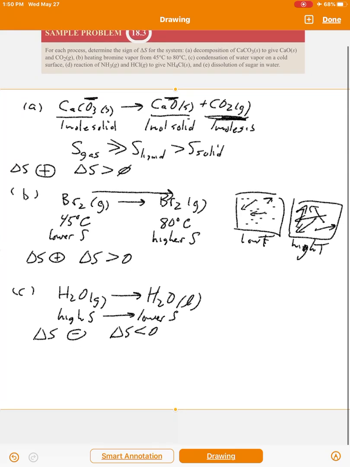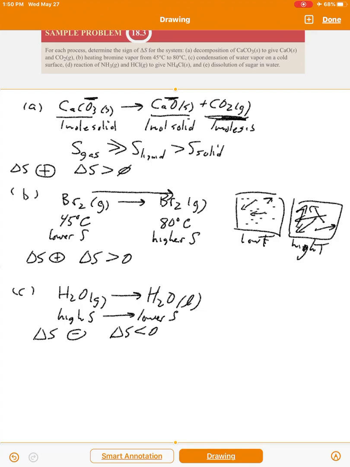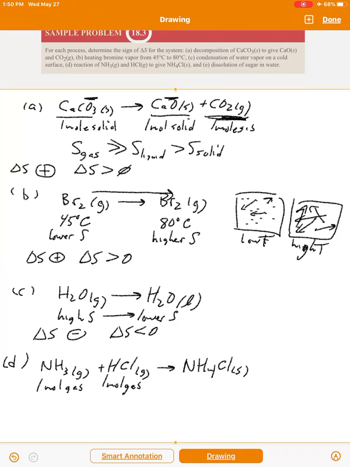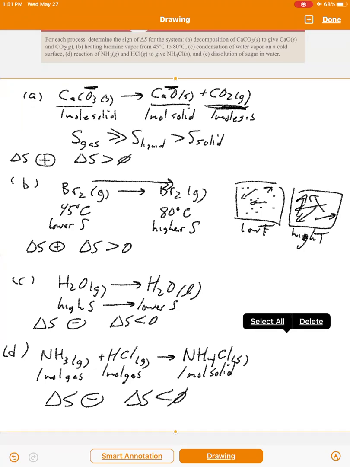Okay? In part D, we're looking at ammonia vapor and hydrogen chloride vapor forming solid ammonium chloride. Okay, so here you have a mole of a gas, you have another mole of a gas, so you really have 2 moles of a gas forming 1 mole of a solid. So generally, the fewer moles you have, the less entropy you have. And going from a gas to a solid is a reduction of entropy. Solids have less entropy than gases. So this one, again, is negative, or delta S is less than 0. It's a decrease in entropy. Okay? So there's the first 4.